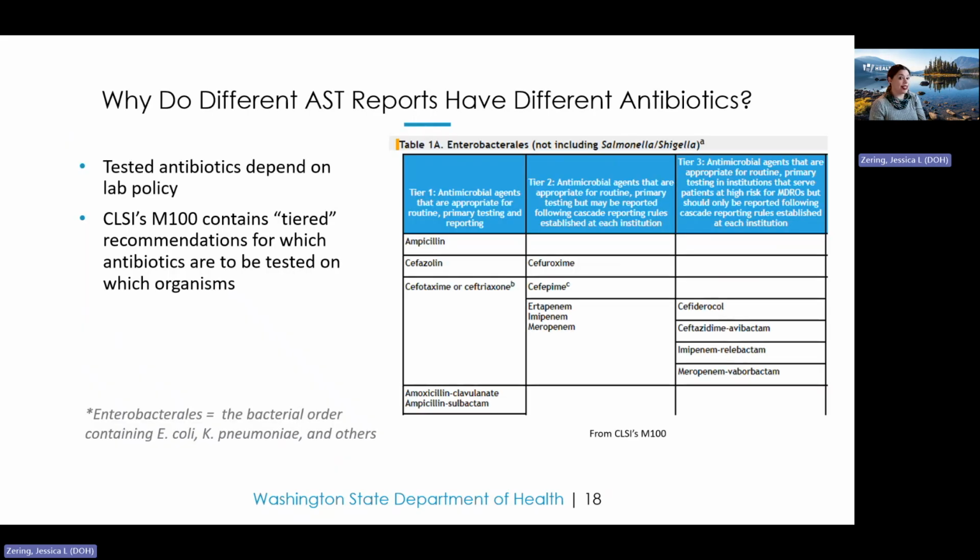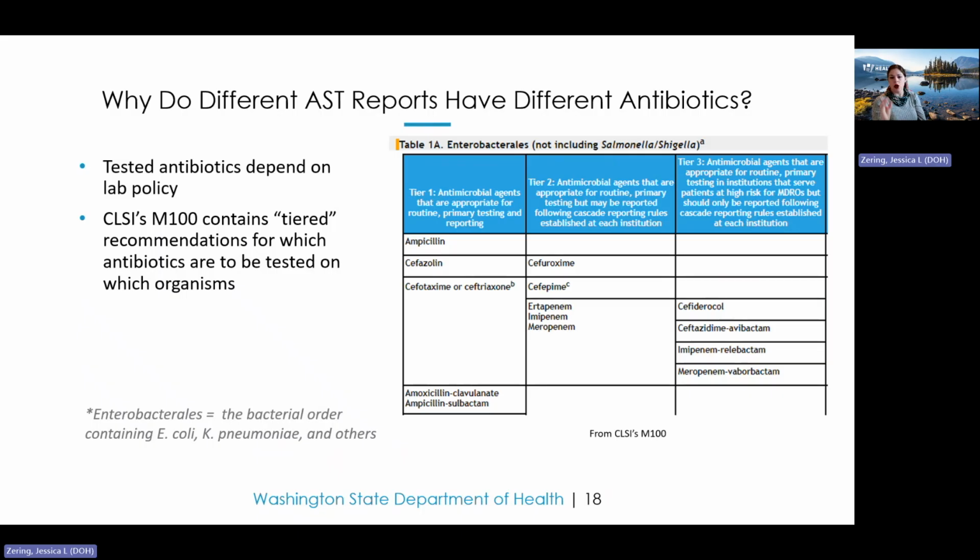Now, why do different AST reports list different antibiotics? Ultimately, the tested antibiotics list is going to depend on lab policy, but this is a screenshot of where those antibiotic names come from. The CLSI's M100 contains what are called tiered recommendations for which antibiotics are to be tested on which organisms. Now, looking at the image on the right, you see tier 1. These are the ones that a specific bug is always going to be tested against.